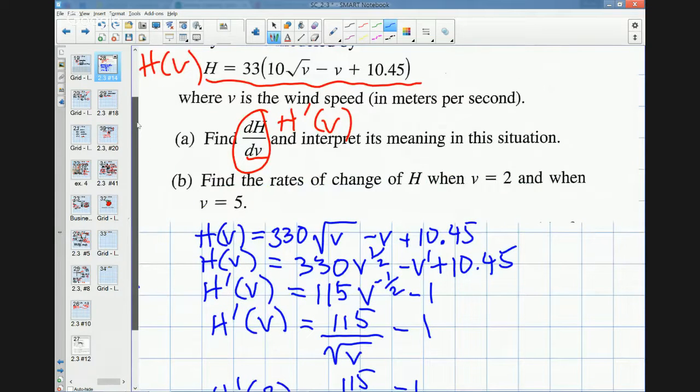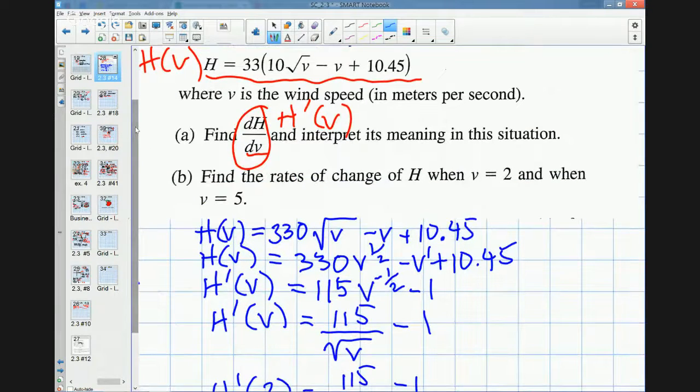You know what? I forgot to multiply 33 right here, didn't I? I just realized I made an error up here. My apologies. This should be right here. I'll highlight it in red. This should be minus 33v. Sorry about that. Okay, so this is minus 33. The bottom line is, this is minus 33v.